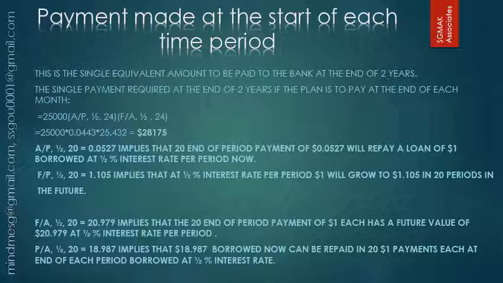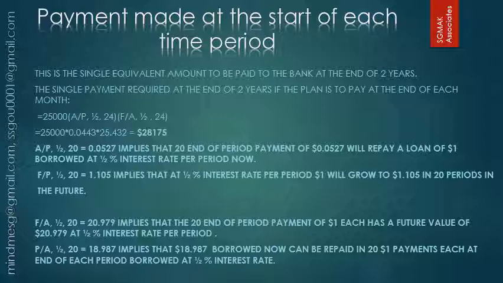(F/P, 1/2%, 20), the factor 1.105 implies that $1 will grow to $1.10 at the end of 20 time periods, where each period is giving you 0.5% interest. You're converting a present to a future value. Similar reasoning, (F/A, 1/2%, 20). This factor converts an annuity to a future value.